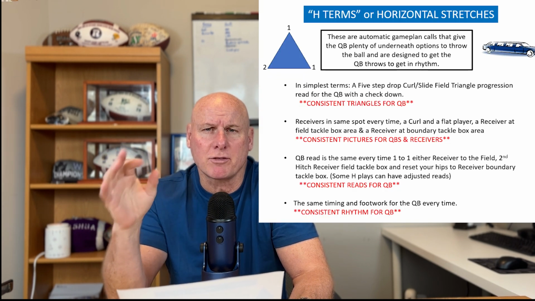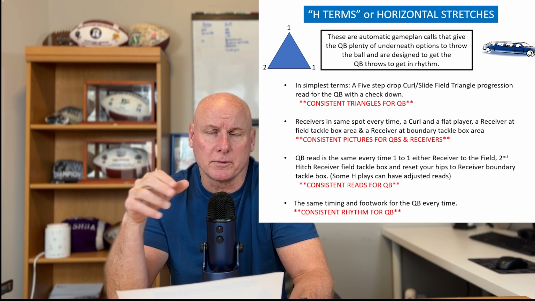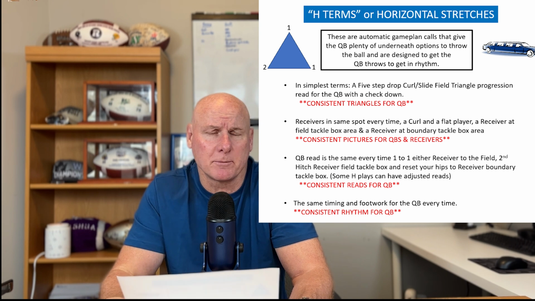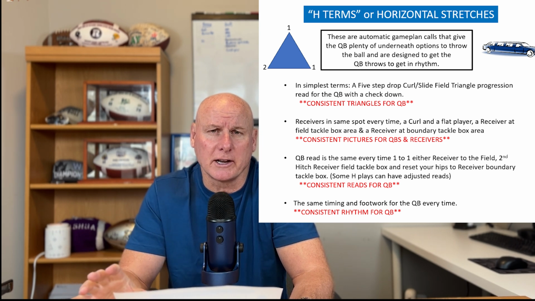Automatic game plan calls for me to give the quarterback plenty of underneath throws, designed to get the quarterback in rhythm. This is what I call automatic game plans because some type of H term is going to be in my game plan each week. And the other thing is I want the quarterback getting rhythm. I'm calling an H throw.